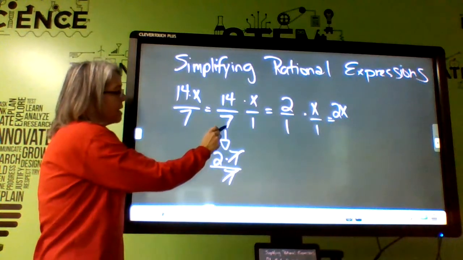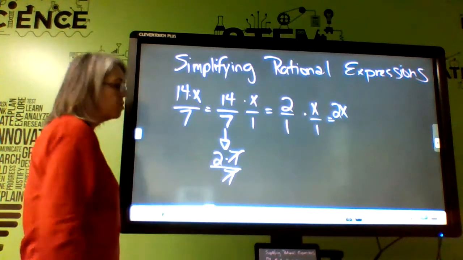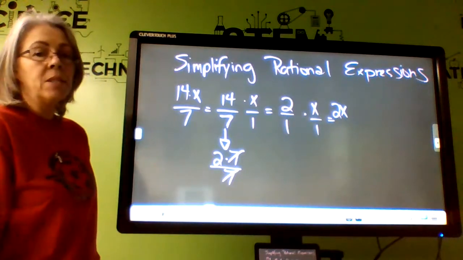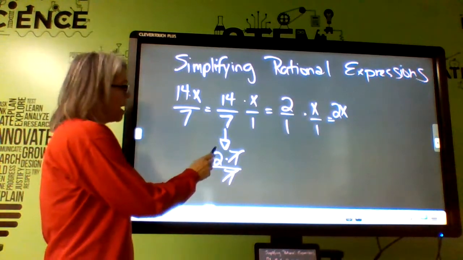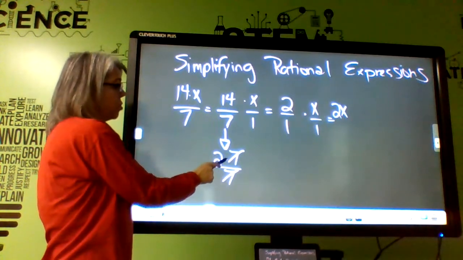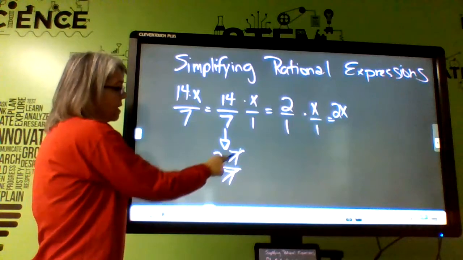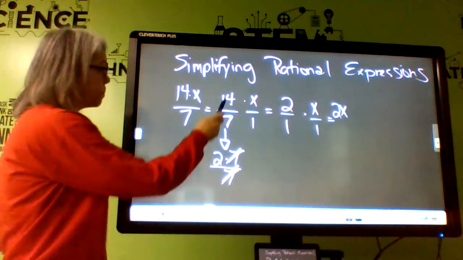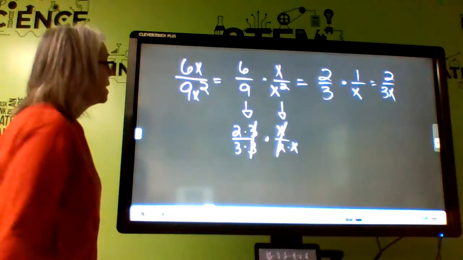You can break this down further if you need to. I think most of you don't need to do this because you can see what factors in common so that you can factor that, or simplify that. But if you broke 14 down to 2 times 7 over 7, you can see that those 7s cancel, and that's what we're simplifying out. So that was example 1.